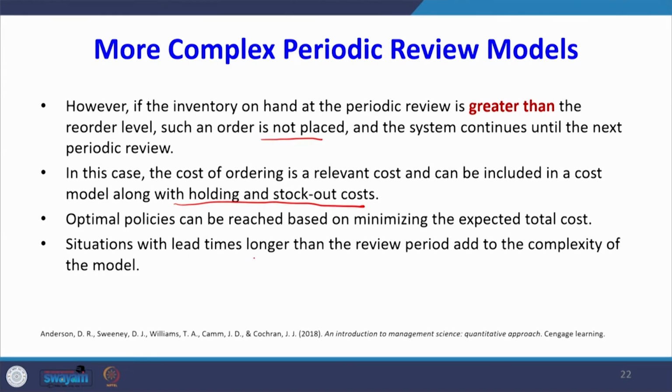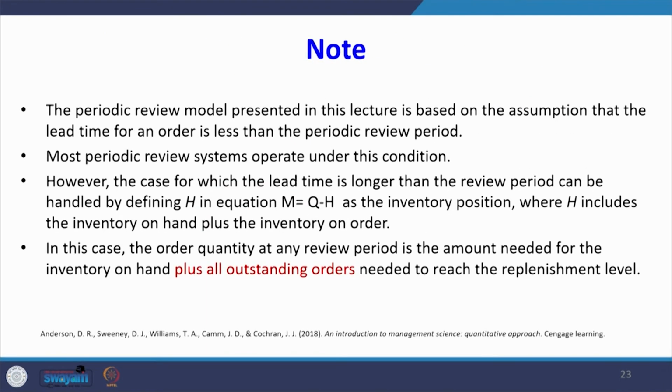Situations with the lead time longer than the review period add to the complexity of the problem. So, we have seen now the lead time is smaller than the review period. Sometimes the lead time is longer than the review period, then the complication increases. Some important note you should remember. The periodic review model presented in this lecture is based on the assumption that the lead time for an order is less than the periodic review. If you remember my first slide there, this was my assumption. What is that? The lead time is lesser than the periodic review period.